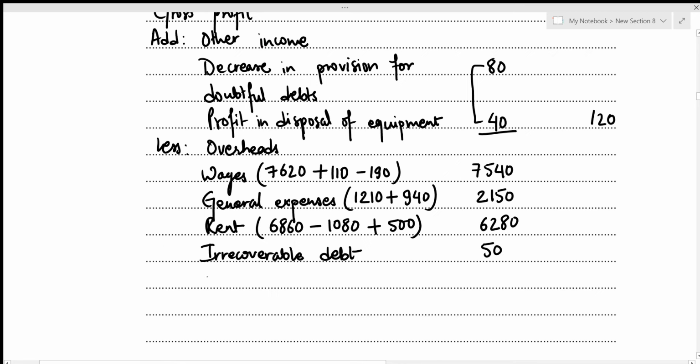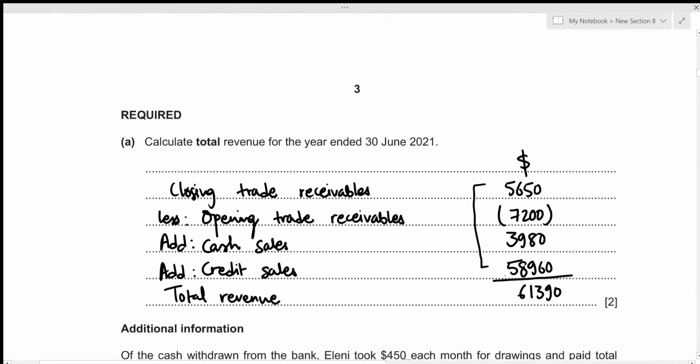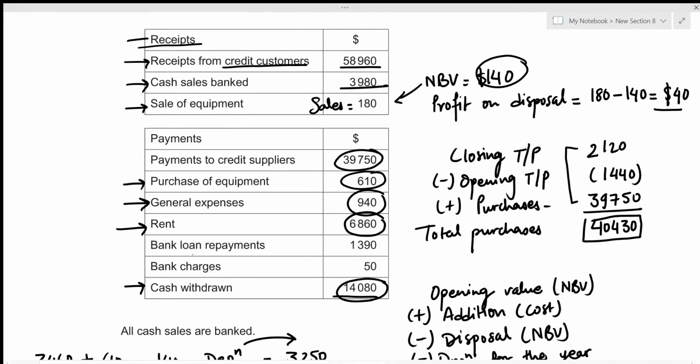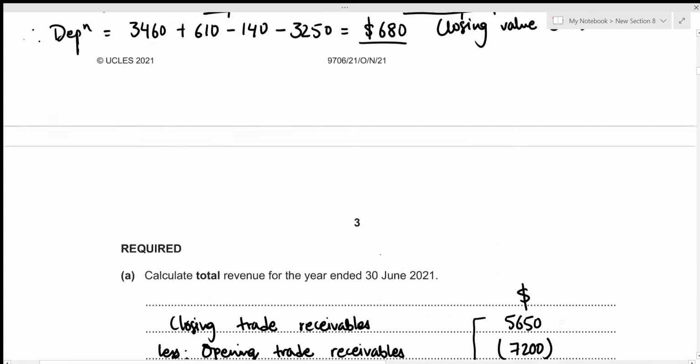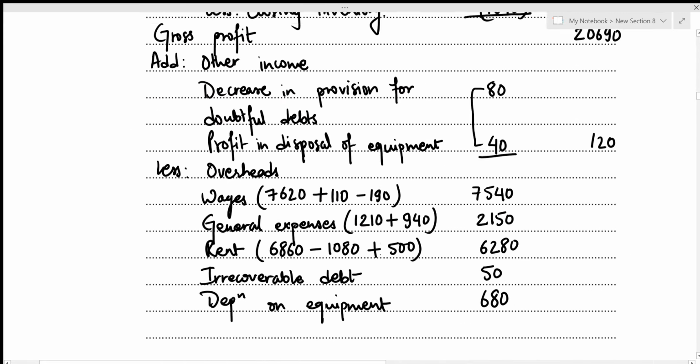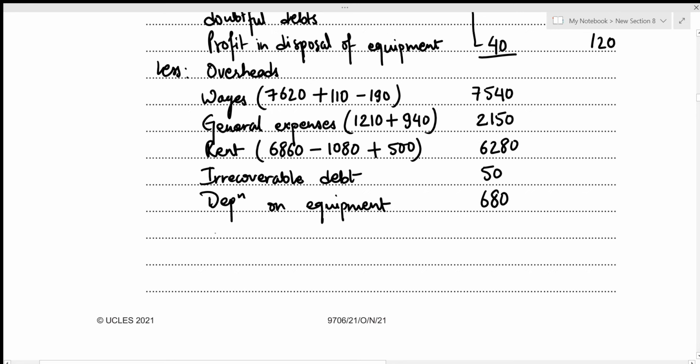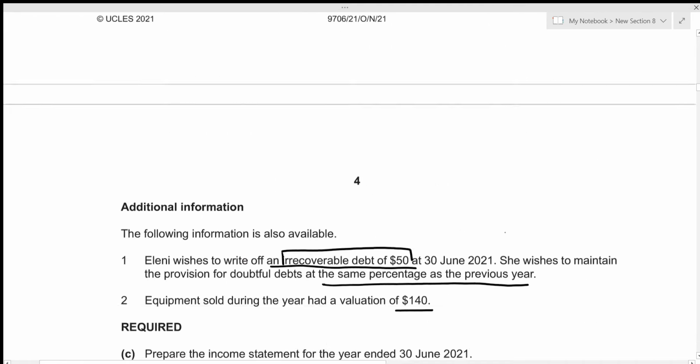So this is the depreciation on equipment, and it amounts to 680. Okay, let's move back to information again. So right here we are given the bank charges. This is also an overhead, so we need to record this in our income statement. Let's do that. So bank charges amounted to 50. Okay, let's have a look at the information again.